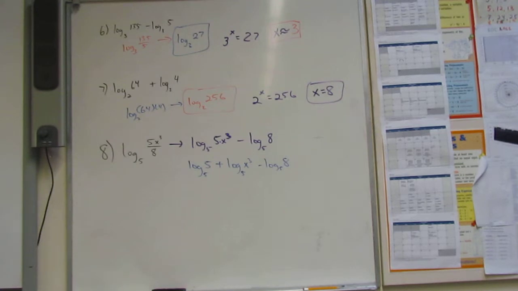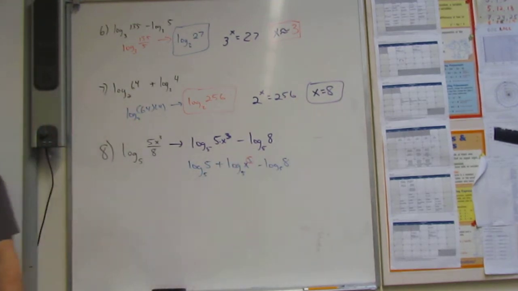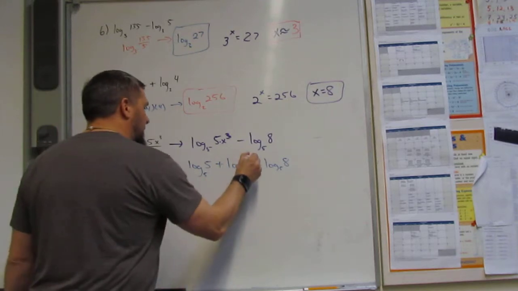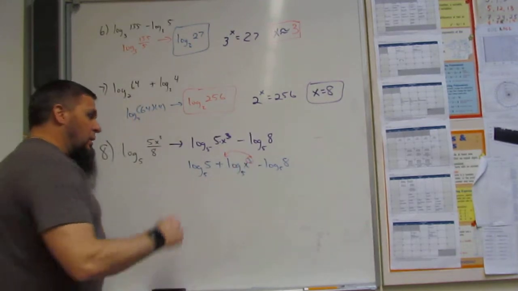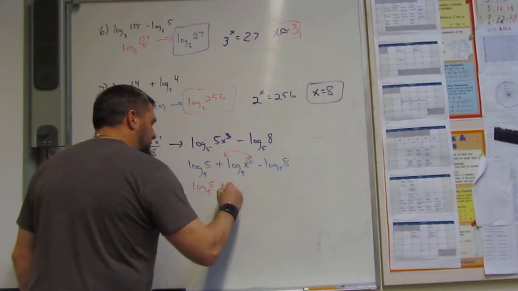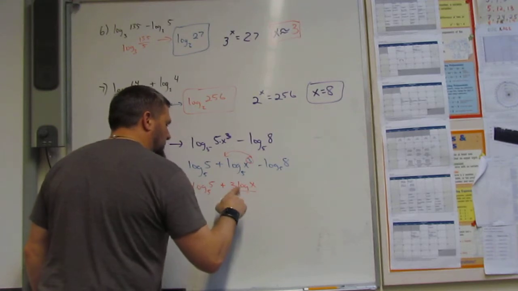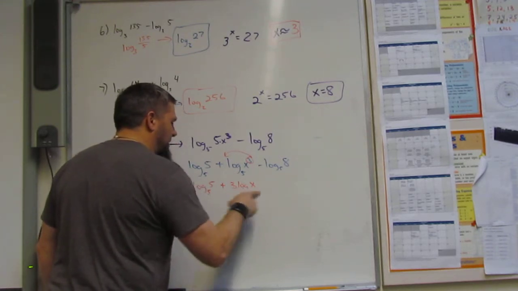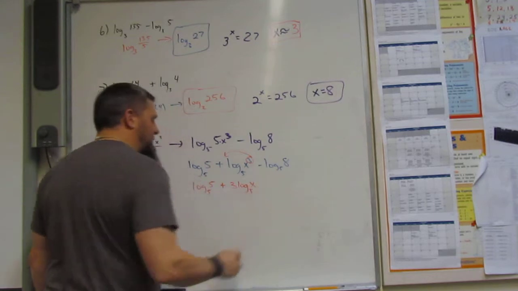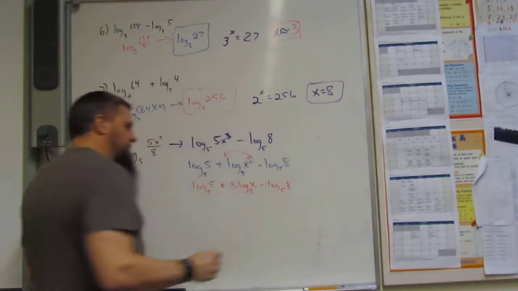So what about with the power of a power? When I'm taking this power of a power, where does that go? In front of the log. So it's multiplication. So log base 5 of 5 plus 3 log base 5 of x, minus log base 5 of 8.